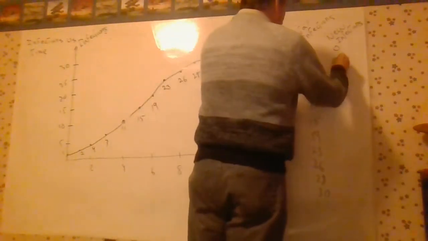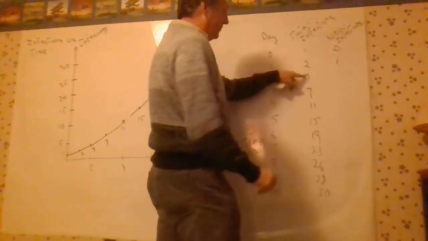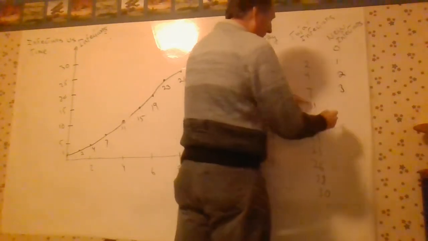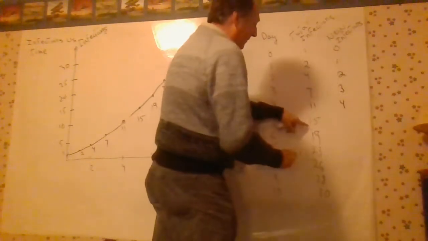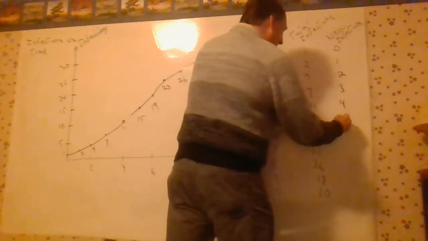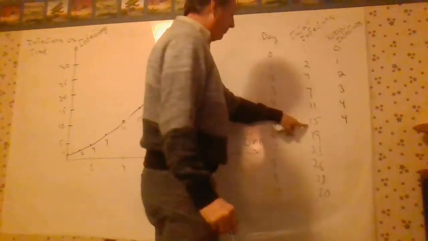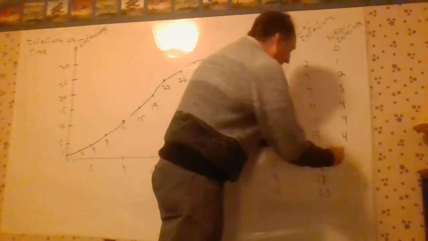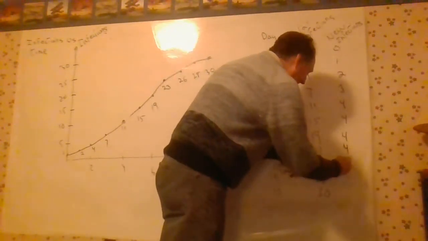And we're going to start here at 0, and then the new infections going from 1 to 2 are going to be 1, and then going from 2 to 4 are going to be 2, 4 to 7 are 3, 7 to 11 is 4, 11 to 15 is 4, and 15 to 19 is 4, 19 to 23 is 4, and then we have 3, and then 2, and then 2.